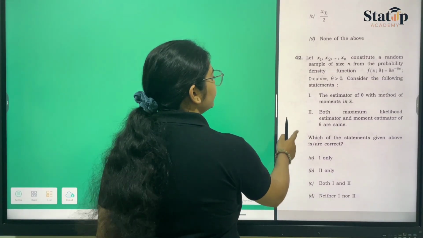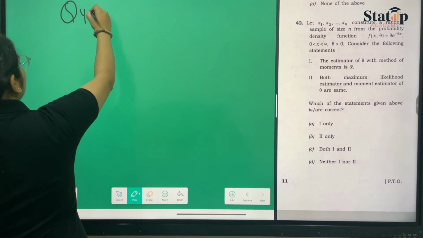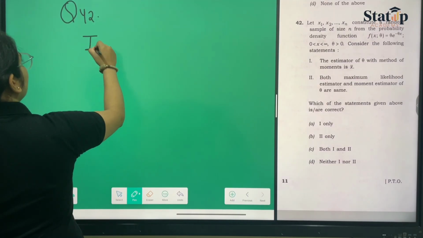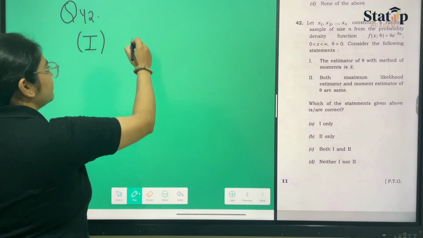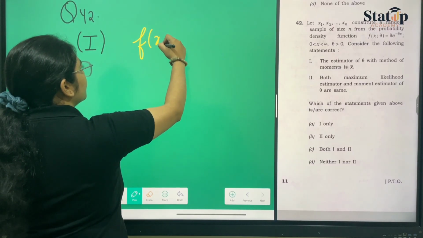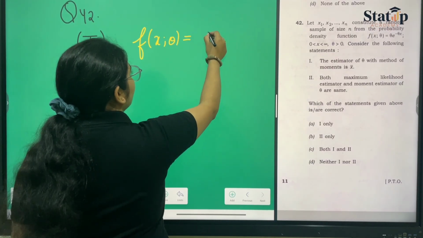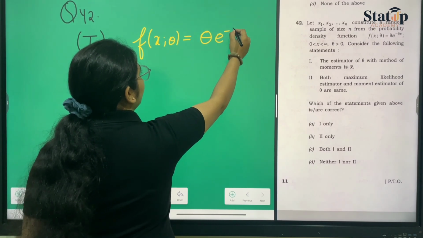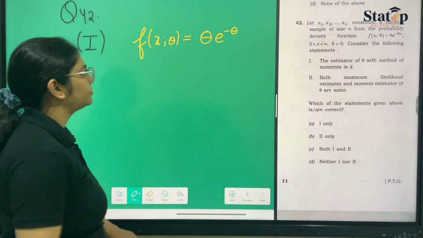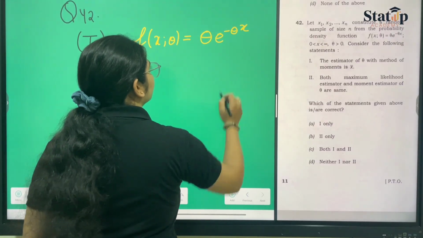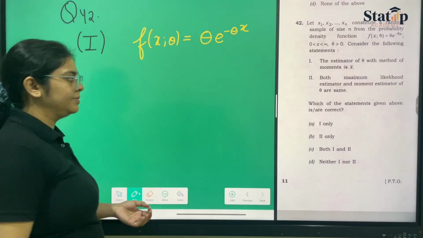Now moving towards our second question. This is a statement based question. We have been given two statements. First statement gives us that we have been given a density function f theta, so the PDF, which is theta e raised to the power minus theta x. And they have asked us to calculate method of moment and maximum likelihood.